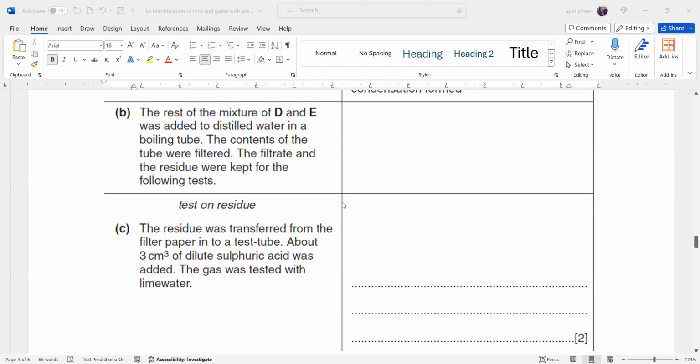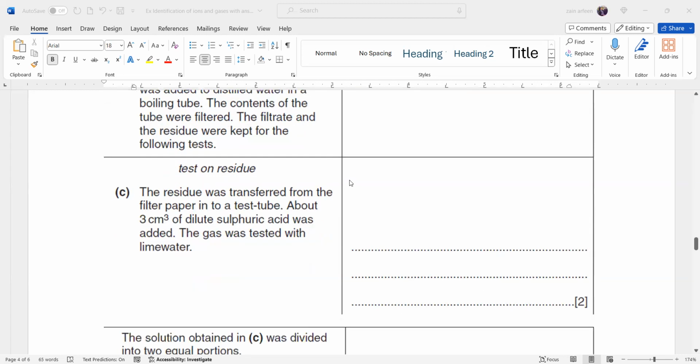Now, the residue was transferred from a filter paper. So we have a residue. This is a test on residue. Test on the residue means metal carbonate, because the residue is a metal carbonate. So we add about a sulfuric acid. When we add a metal carbonate plus sulfuric acid, what will be the product?